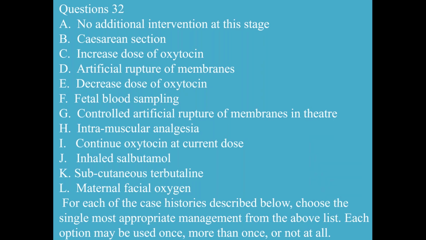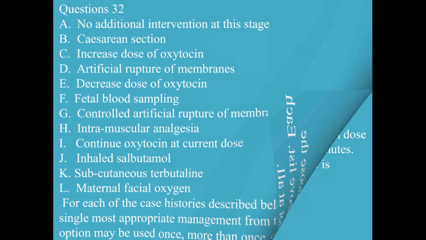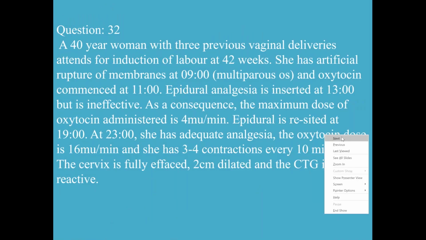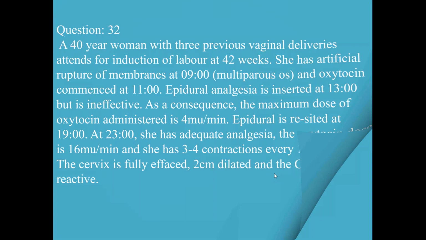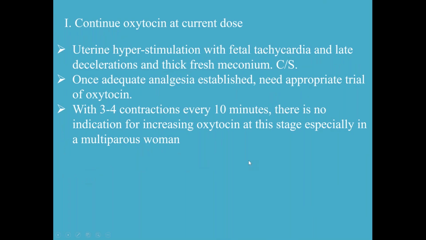Sir, could you please kindly explain what is the difference between option A and option I then? Option A says no additional intervention. No additional intervention means maybe either you stop the oxytocin and leave the patient at that stage. But at that time you cannot just stop the oxytocin.